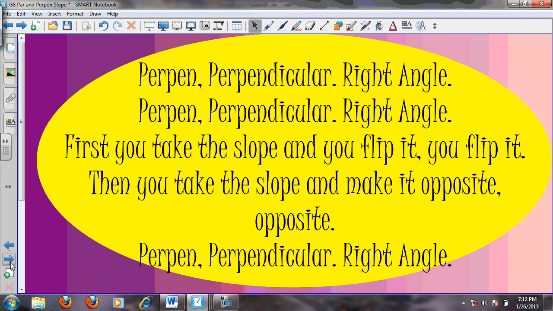Here we go. Perpendicular, right angle. Perpendicular, right angle. First you take the slope and you flip it. You flip it, then you take the slope and make it opposite. Perpendicular, right angle. Okay, you flip it and you make it opposite.